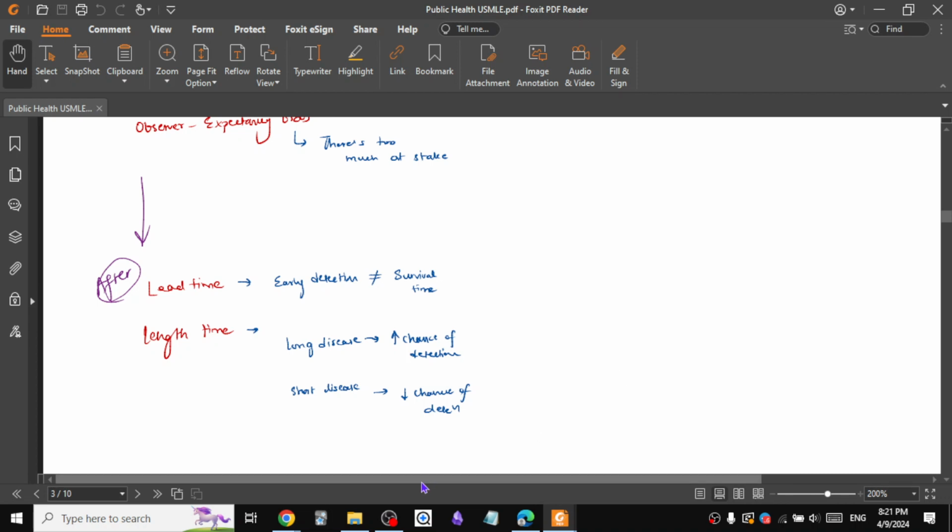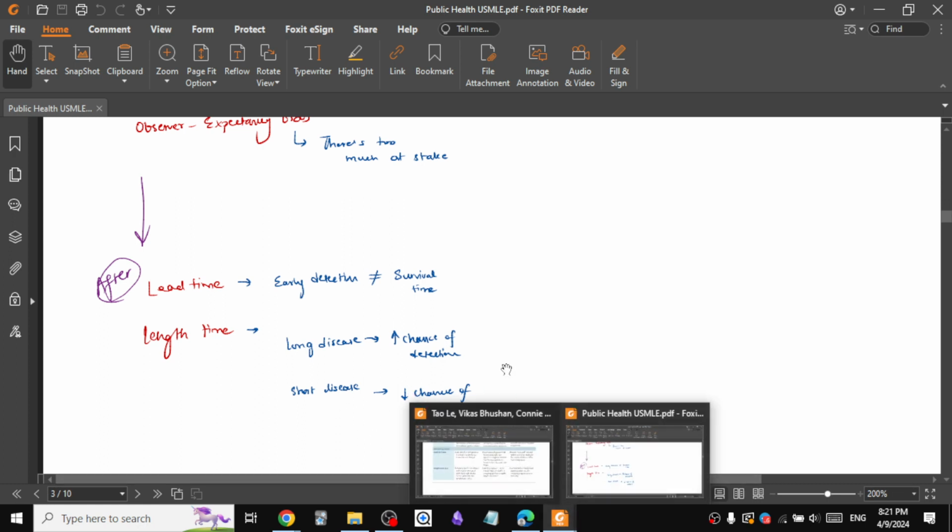But in a shorter disease where it's just quick, right? And it's so quick, in fact, that they might not even know what's happening, or some adverse effect happens and they just die. So you have lower chances of detection during a short disease, okay? And that's a bias as well.